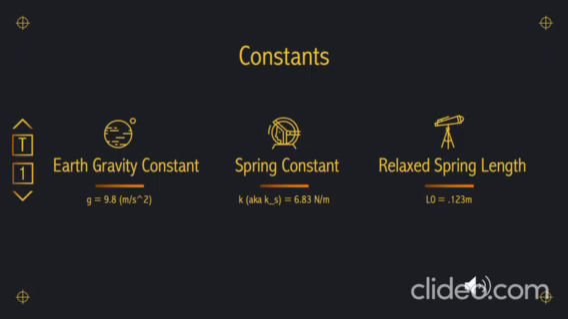The constants used include the gravity when close to Earth, which is 9.8 meters per second squared, the spring constant present, which was 6.83 newtons per meter, and the relaxed spring length, which is L0, equal to 0.123 meters.